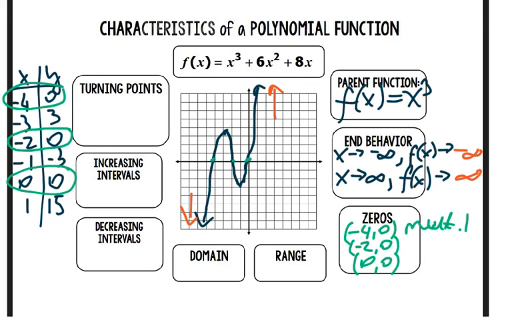The domain and range. The domain, remember, is all the x values from left to right, and the domain is all real numbers, and the range up and down is also all real numbers. Where the function is increasing and decreasing, we need turning points for that. So let's label the turning points. Here, this top point, we call it a max.